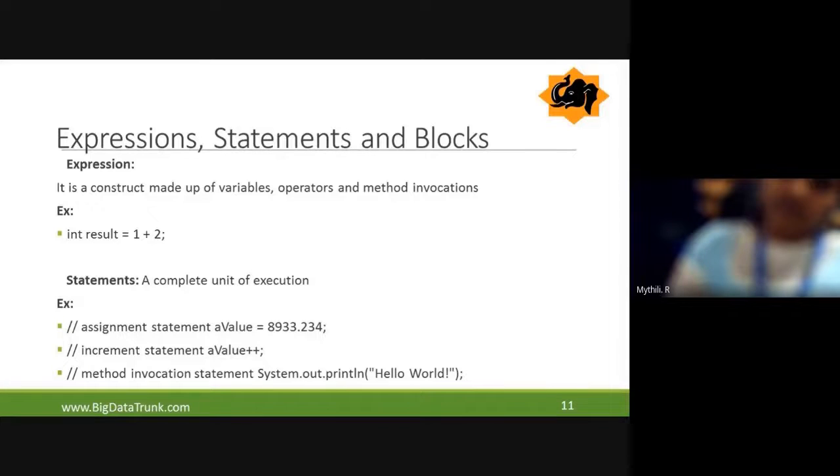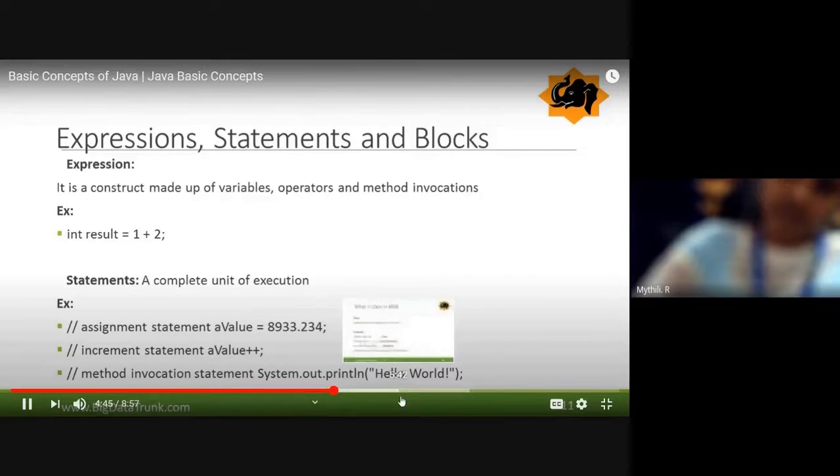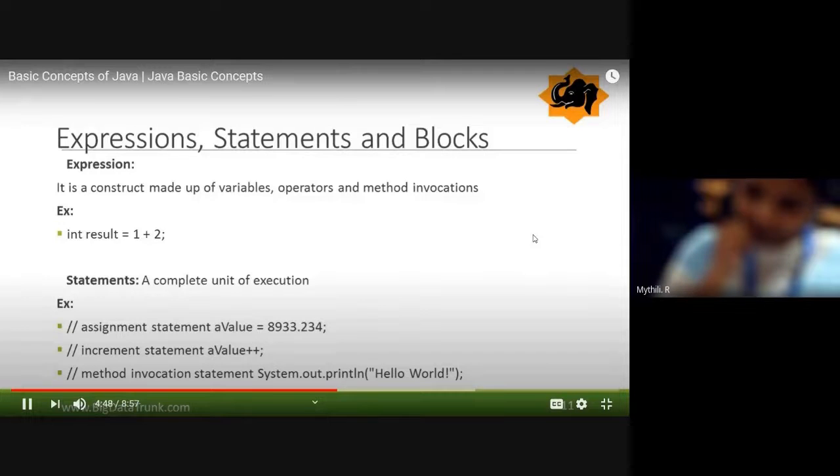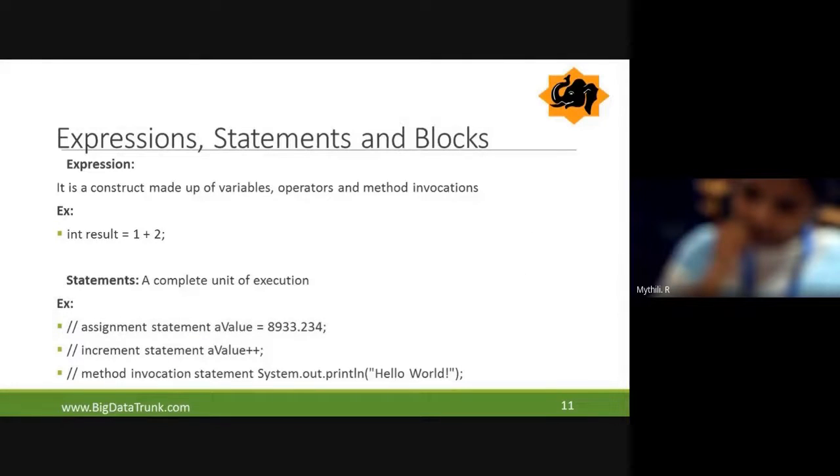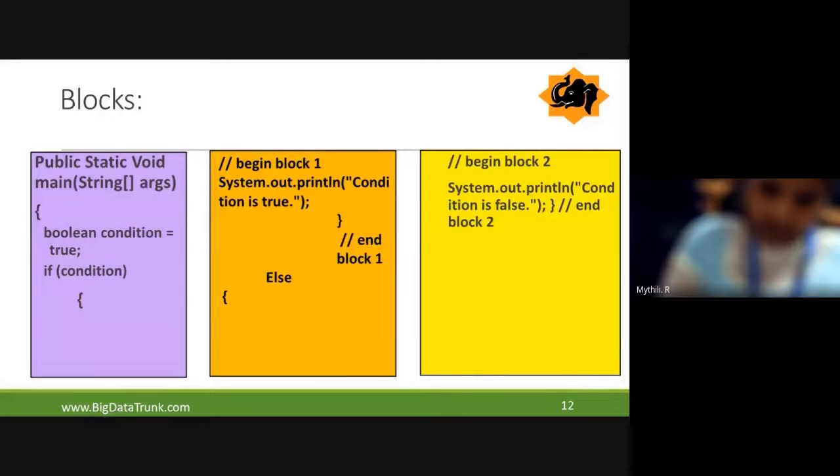What is a statement? A statement in Java programming forms a complete unit of execution. In the example, there are 3 statements, that is assignment statement, increment statement and method invocation statement. A block is a group of statements within balanced braces, or we can say statements within open and closed curly brackets is nothing but a block. In the slide we can observe clearly, condition is true, statement belongs to block 1. Condition is false, belongs to block 2.